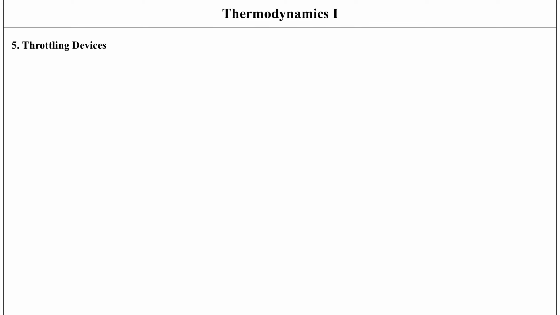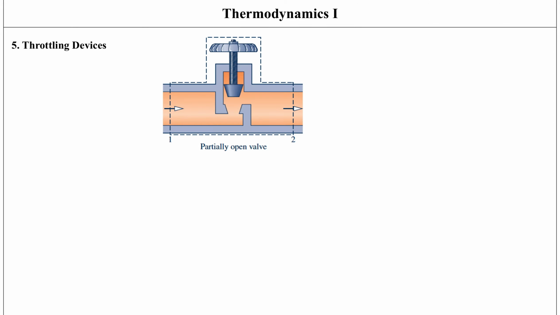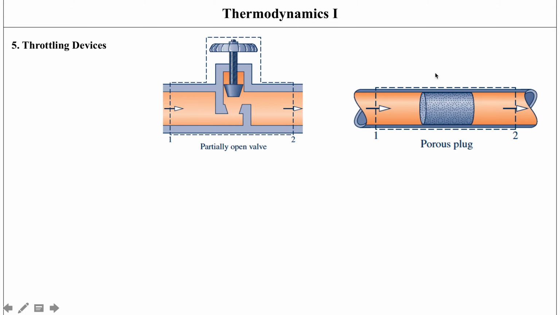And basically, throttling itself means that you're plugging in the device, or you're reducing the pressure in here by introducing a restriction. So you could have a valve in here, so you could screw this valve in and basically reduce the pressure by reducing the flow over here. Or you could have something called a porous plug that basically reduces the pressure of the flowing fluid.